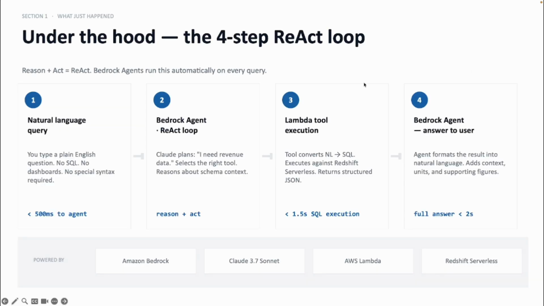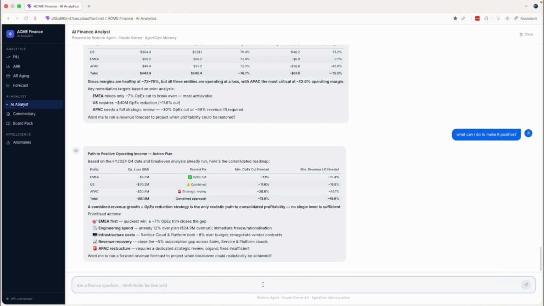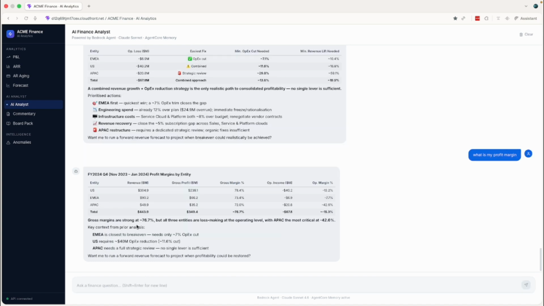Before I show you anything, let me show you how this works in real time. So I'm going to go to a simple agent and I will ask the question, what is my profit margin? Here we go. So here my profit margin looks like in different entities, and overall the company is going at a negative 15%. So how do I make this positive?